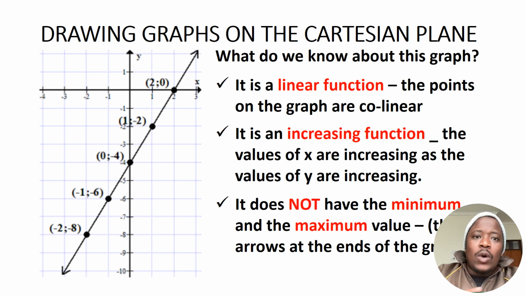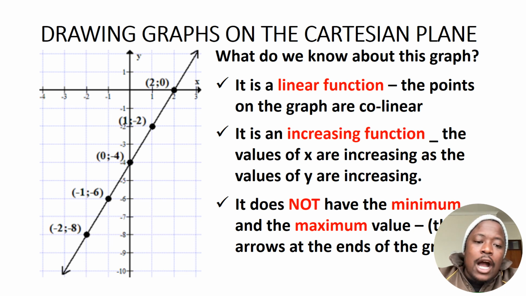Right, what do we notice about this graph? One, we need to study this graph and link it with the information that we have already spoken about in the past lessons. One, we notice that this graph is a linear function. Remember, we said a graph can either be a linear function or a nonlinear function. In this case, we are saying it is a linear function because all these points form a straight line.